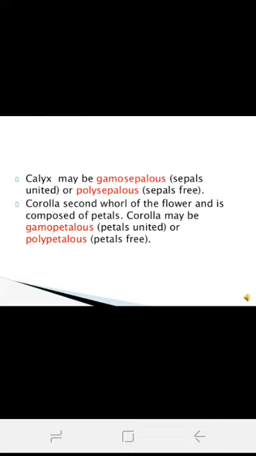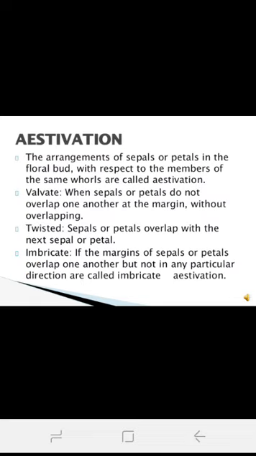Then based on the other floral whorls like calyx and corolla, if the sepals of a calyx are united, you can call it gamosepalous. If they are free, you can call it polysepalous. If petals are united, you can call it gamopetalous. If petals are free, you can call it polypetalous. Then another important aspect is estivation. That is the arrangement of sepals and petals in bud condition.